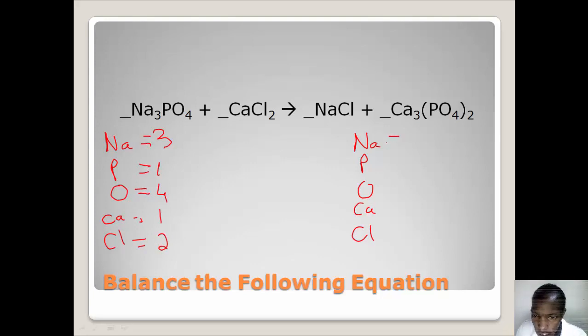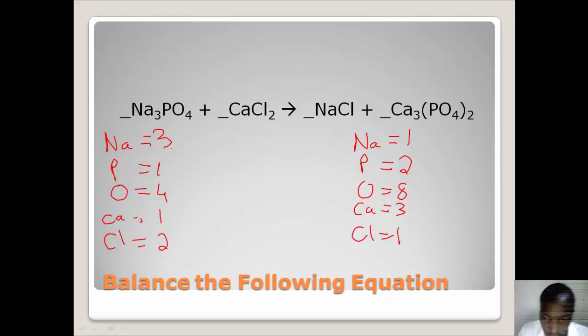Alright, for Na on this side, we have 1. How many phosphorus? Remember, 2 times 1 is 2. How many oxygen? 2 times 4, 8. How many calcium? 3. And how many chlorines? 1. So let's look at our numbers. 3 and 1, 2 and 1, 4 and 8, Ca is 3 and 1, and 1 and 2.